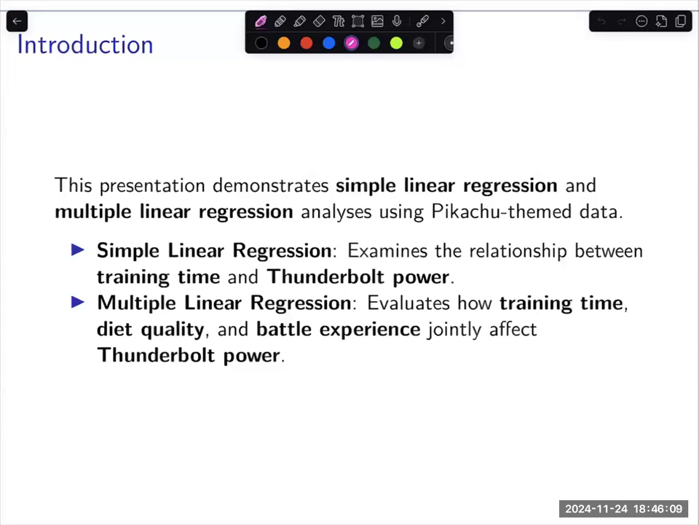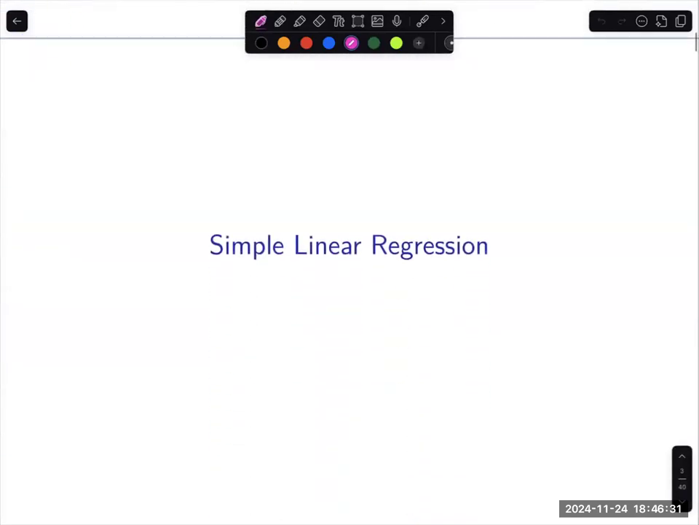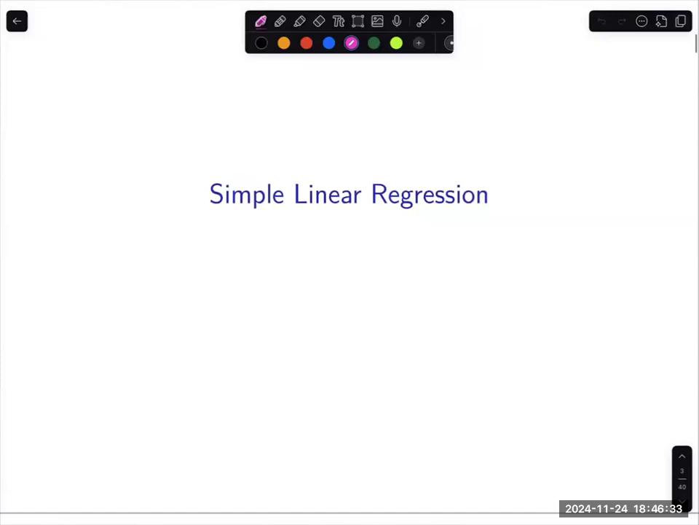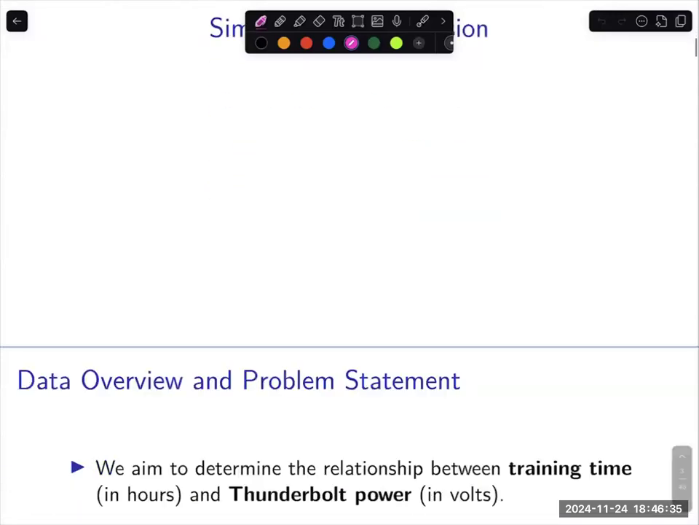In the simple linear regression, we are going to examine the relationship between the Thunderbolt power and the training time. And in the multiple linear regression, we are going to evaluate multiple factors like training time, data quality, and battle experience, and determine how they jointly affect the Thunderbolt power. Okay, let's start with simple linear regression.